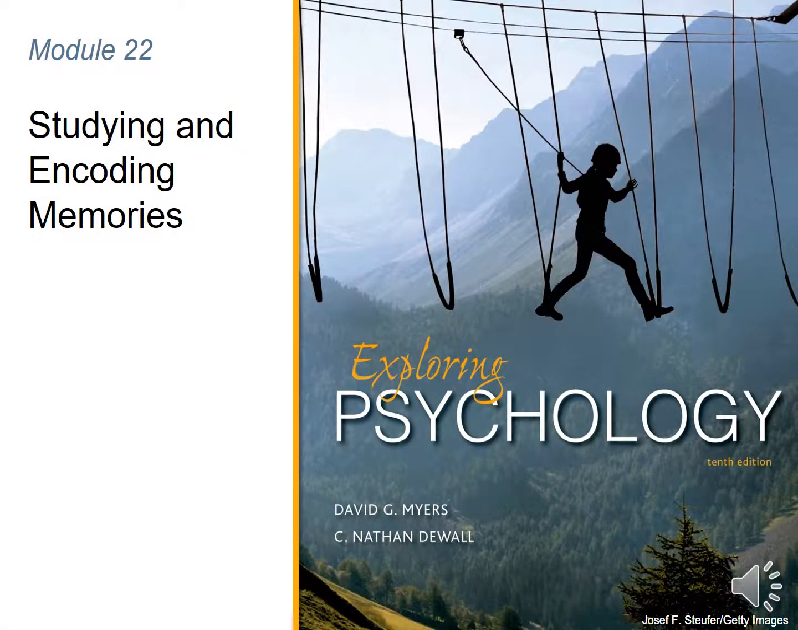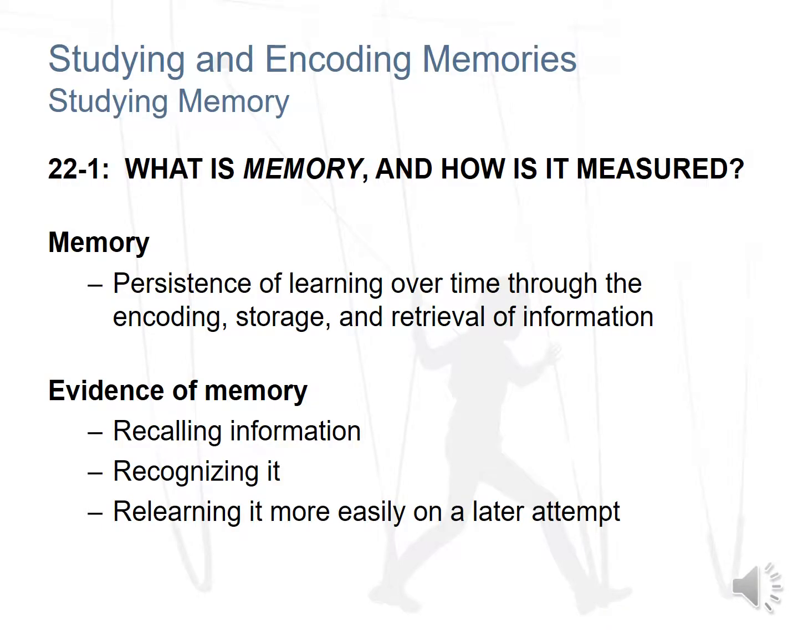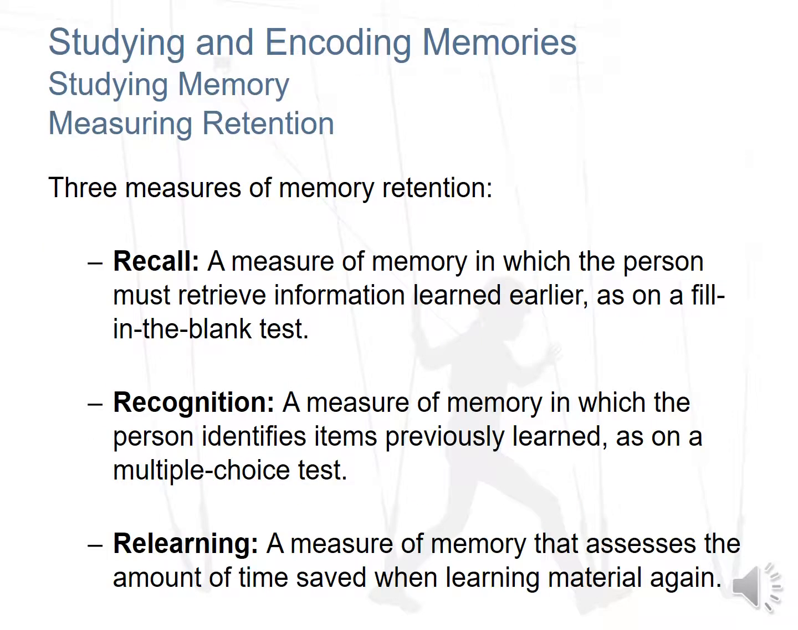First part of our exploration in memory, which is Module 22, Studying and Encoding Memories. So what is memory? What is it and how is it measured? Memory is the persistence of learning over time through the encoding, storage, and retrieval of information. Evidence of memory is recalling information, recognizing it when we see it, or relearning it more easily on a later attempt.